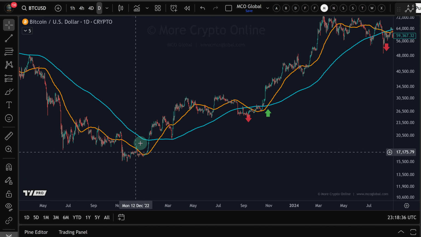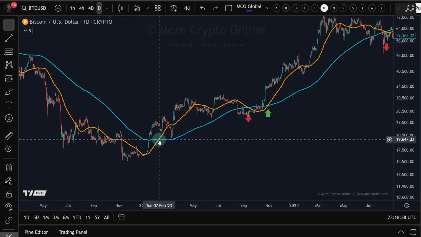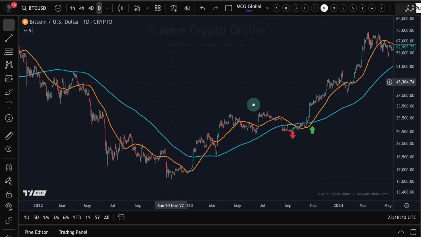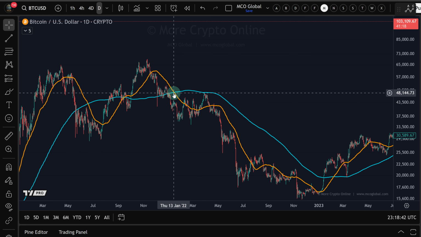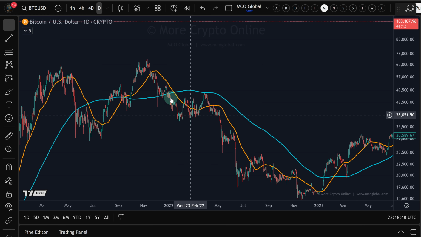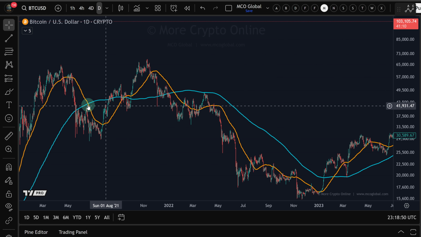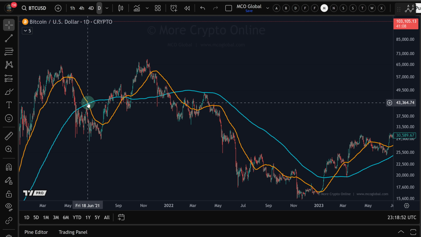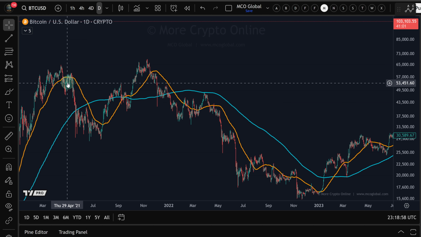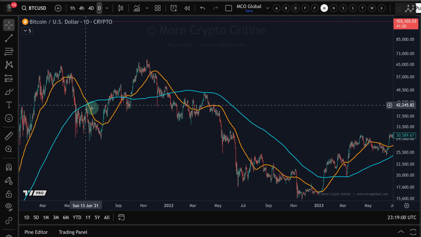All right, and then we had a golden cross here in 2023. Where was the death cross? Well, this was the death cross in January 22. You could argue that this marked the beginning of the bear market, but it was still late. Here it was 43K. It didn't occur until the price actually broke below 43K. That was late. I remember we called the bear market back in November 21.